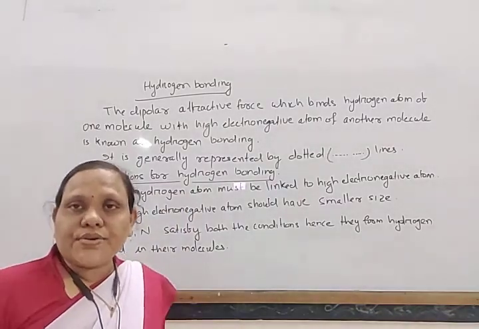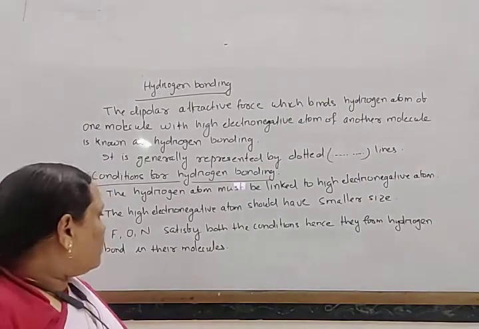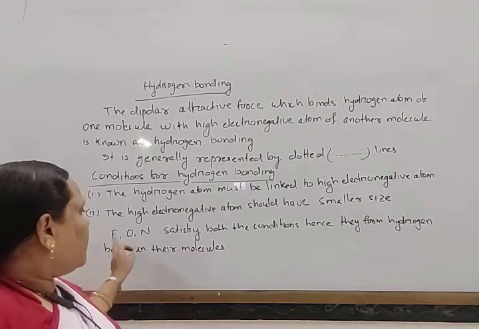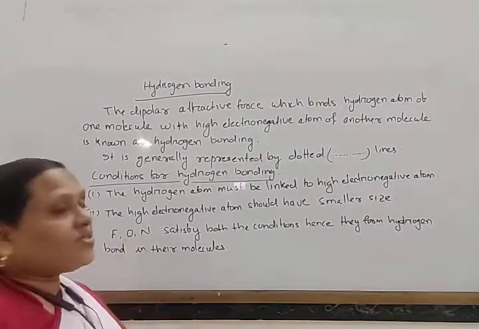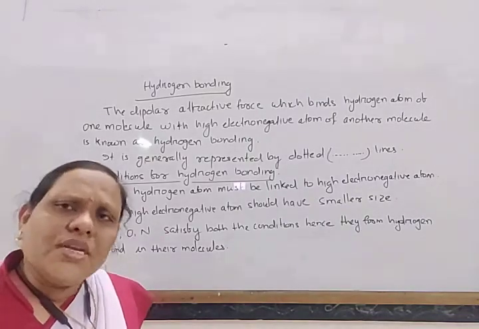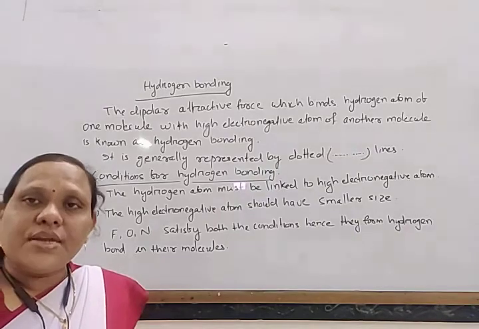Fluorine has the highest electronegativity value, 4, oxygen has 3.5, and nitrogen has 3.1 electronegativity value. Similarly, chlorine also has an electronegativity value of 3.1.